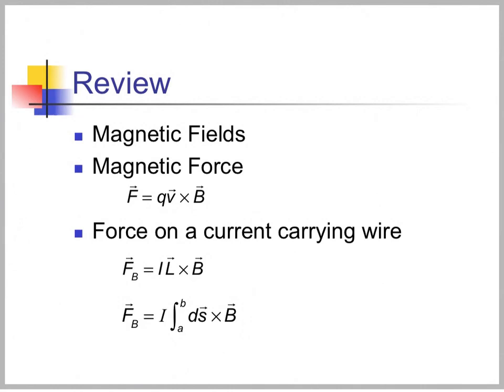So let's review what we've talked about today. We introduced magnetic fields, talked a little bit about the history of them and what they look like for different north-south pole configurations. We said there's a force on charged particles that depends on the charge, the velocity, and the magnetic field. And lastly, we talked about the forces on current-carrying wires, forces I L cross B, or if it's an arbitrarily curved wire, forces I times the integral of ds cross B.